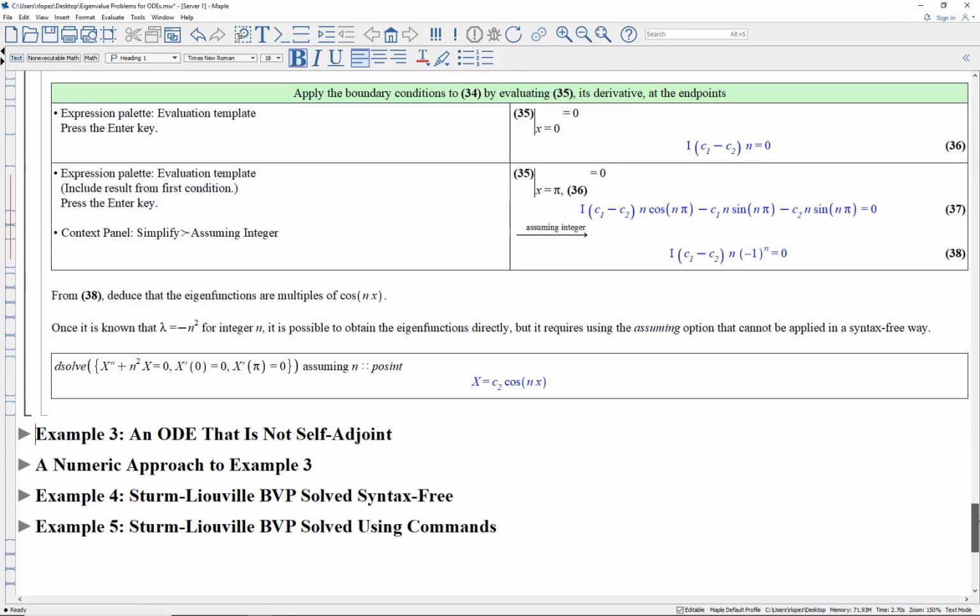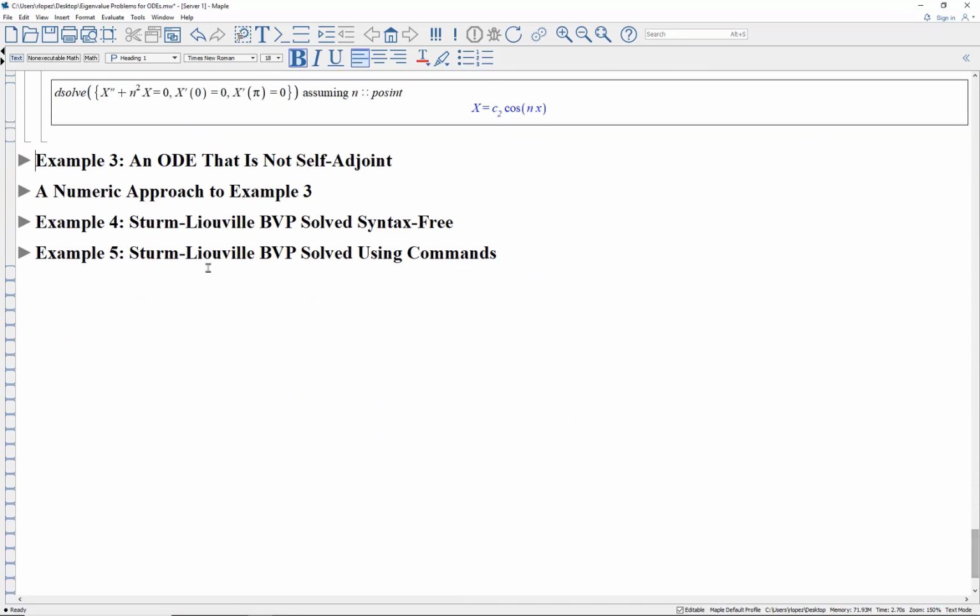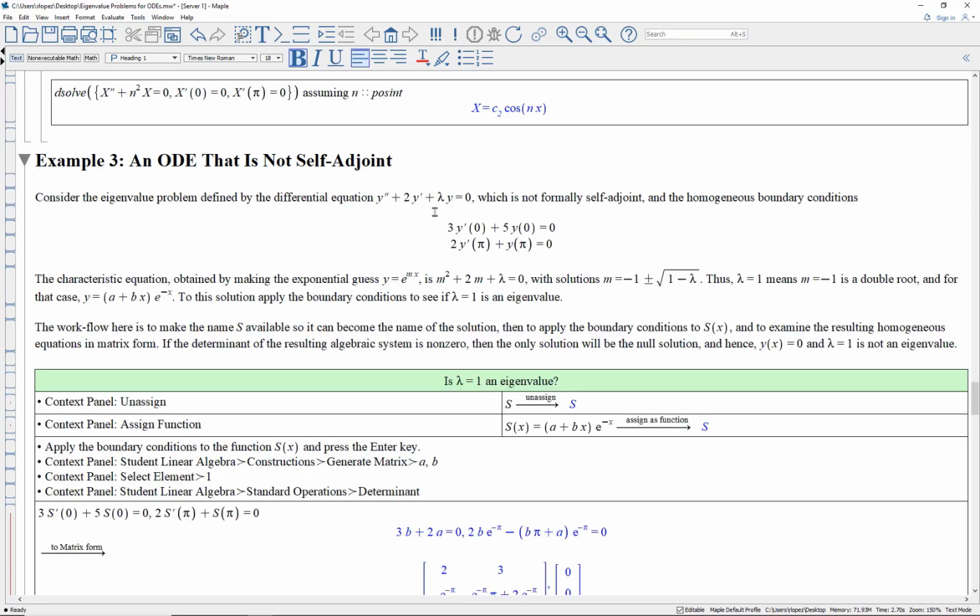In an attempt to see how robust these procedures are, I picked a differential equation that was not formally self-adjoint, stuck in this 2y prime term. Then I also upped the scale on the boundary conditions. These are separated boundary conditions: y prime at 0, y at 0, y prime at pi, y at pi, homogeneous.